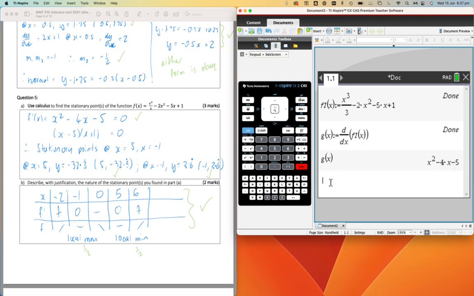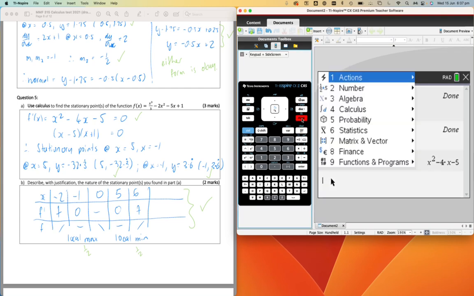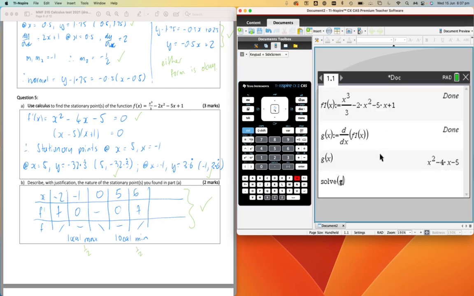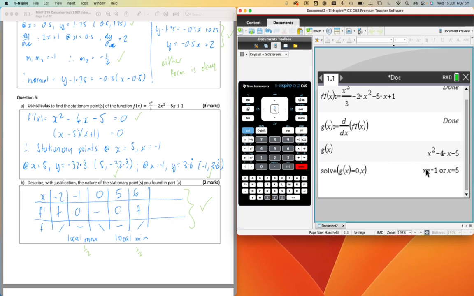But I can also work out the stationary points. This is, again, more easily done by hand, but I'm just showing you what's possible. I can also use the solve function by typing in solve or going menu, algebra, solve. And I can say I want the gradient function to be solved for x when the gradient function is set equal to 0, which is what a stationary point is, when the gradient is equal to 0. Solve for x, and I've got x equals -1, x equals 5.